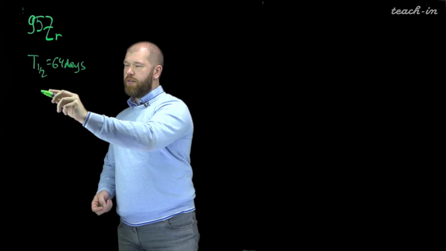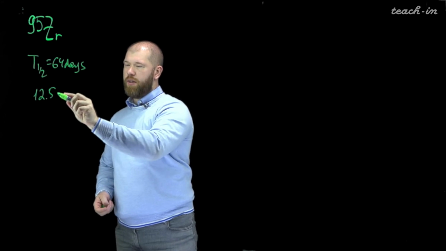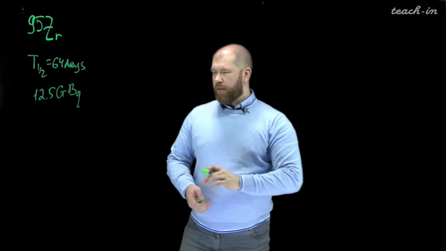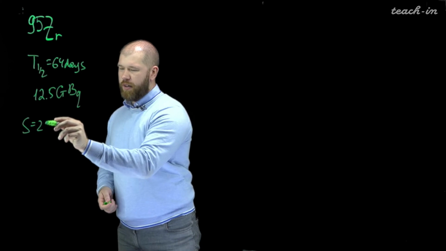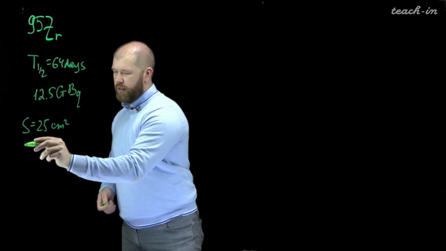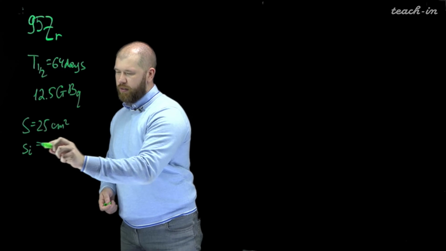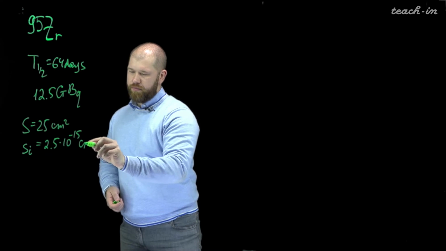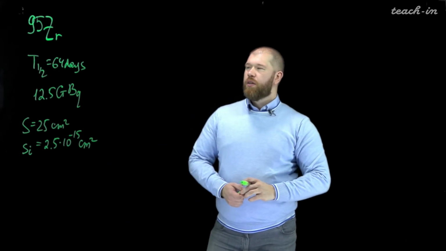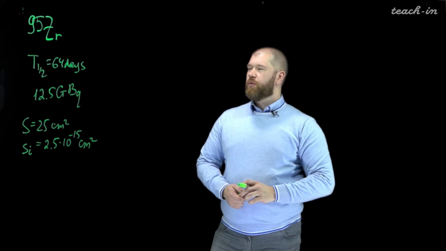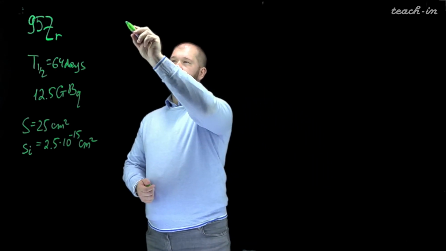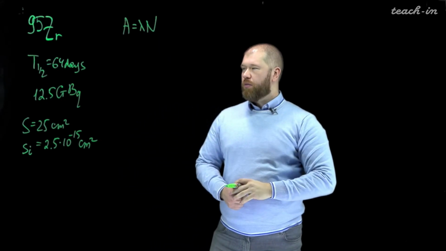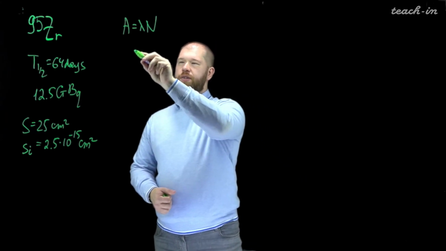and the activity is 12.5 gigabecquerel. And the same surface area, 25 square centimeter, the same specific area for one ion. Okay, and what we will do next? We will calculate from this equation the total amount of zirconium 95 in the system.